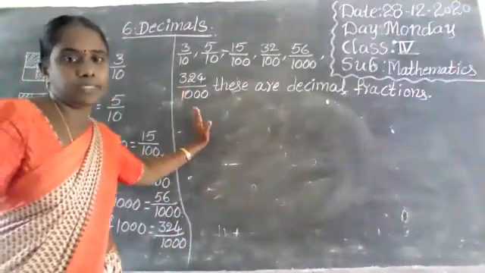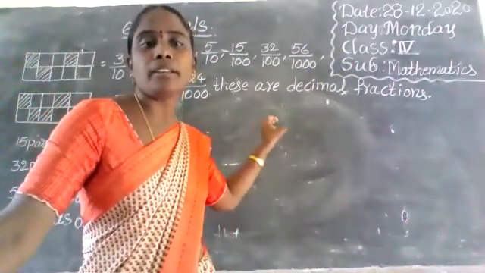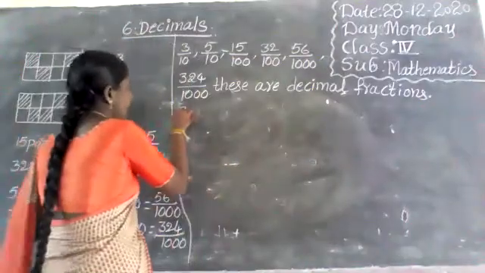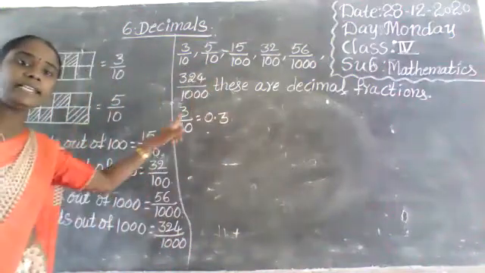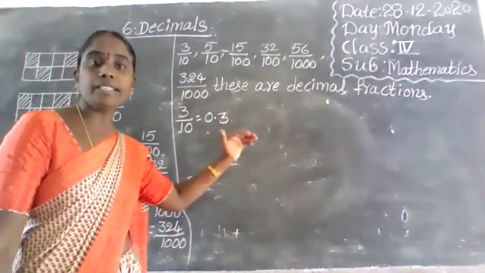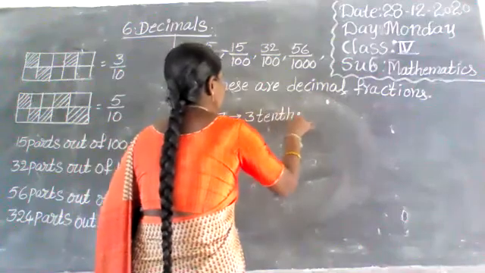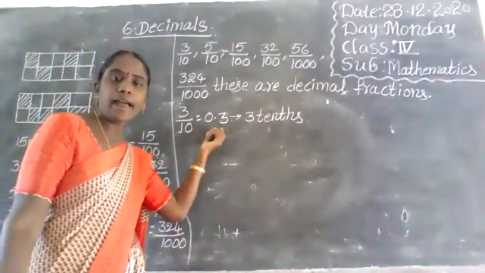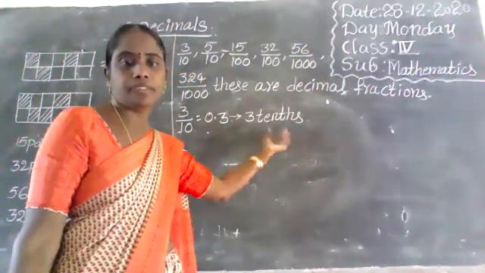Now 3 by 10. We write this as 0.3. This is 0, point, and then 3. The point is the decimal point. 3 by 10 is 3 tenths. Tenth is spelled T-E-N-T-H. Symbolically we write 0.3, we read it as 0.3, and the number name is 3 tenths. 3 by 10.